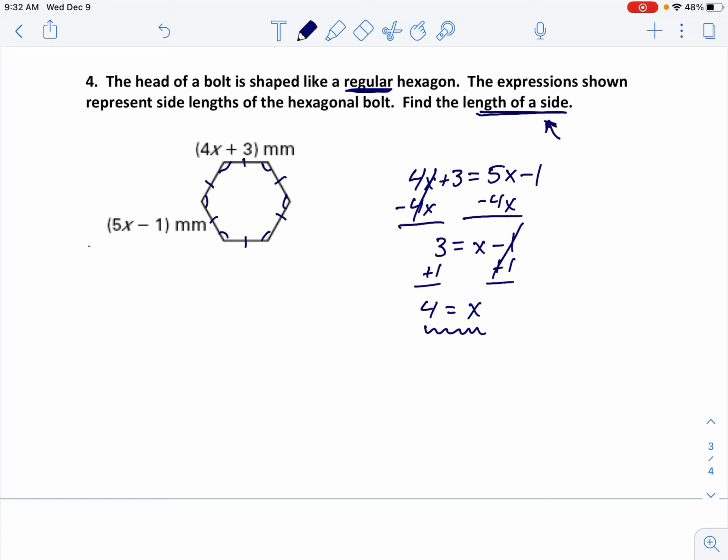So I'm going to plug it back into just 5x minus 1, but instead of x, I'm going to do 5 times 4 minus 1. 5 times 4 is 20, minus 1, which is 19, and we're not going to forget our units, which is millimeters. So there we go.